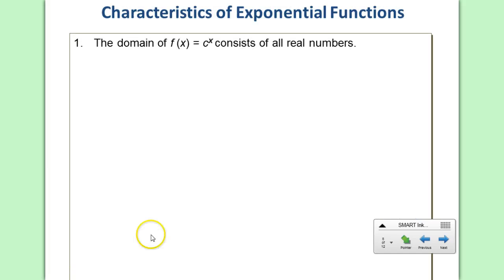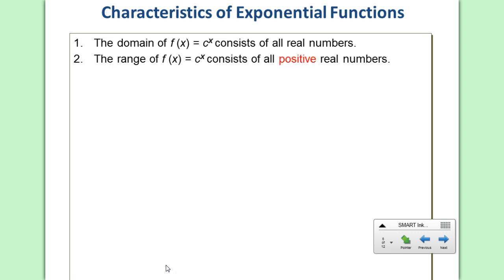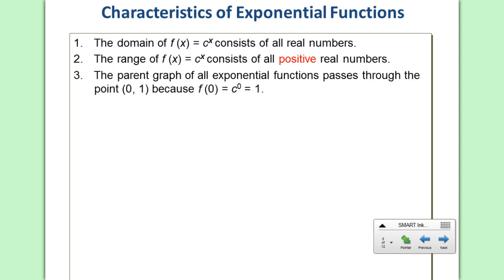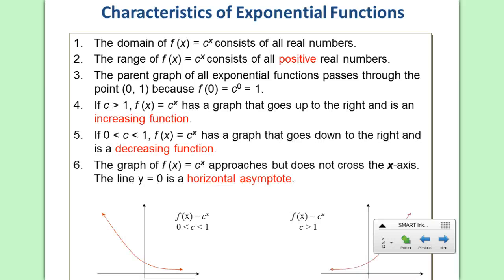So you have most of this slide. Just complete the characteristics here based on what you've learned. Are you at peace with these characteristics? I'm just going to quickly go through them, and you can pause and write them down and ask about these if you're not at peace. So domain is all real numbers. The range is all positive numbers. The parent graph passes through 0, 1.